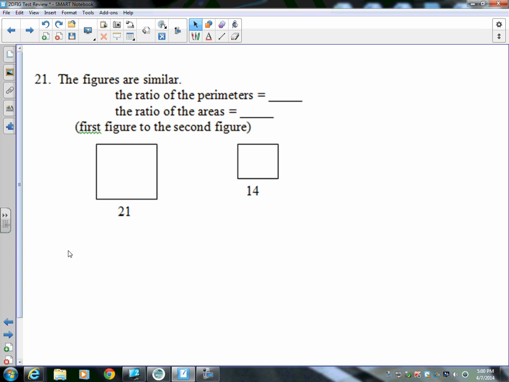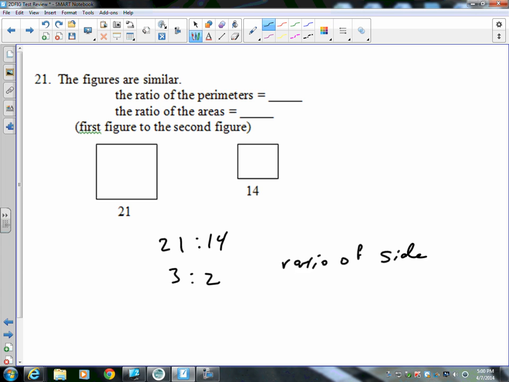The next question, number 21, is very similar to number 20, just like what we just did. So first, find the ratio of the sides. We get 21:14. We can reduce these. They can both be divided by 7. 21 divided by 7 is 3, and 14 divided by 7 is 2. This is the ratio of our sides.